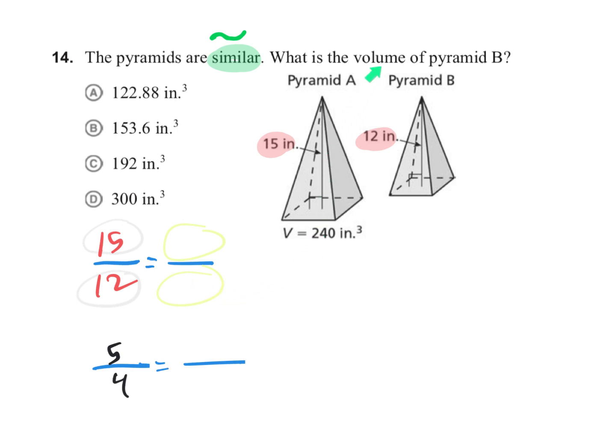They're asking about the volume of this one, and they gave us the volume of this one. Since we had 15 on top, we'll have its volume on top on this side. And that corresponds to the little guy's volume. So the big guy's height corresponds to the little guy's height, 15 and 12, just as the big guy's volume corresponds to the little guy's volume. And that's what we're going to find.